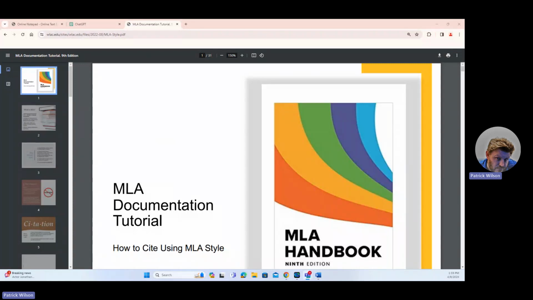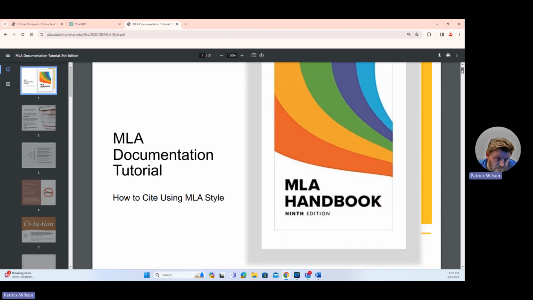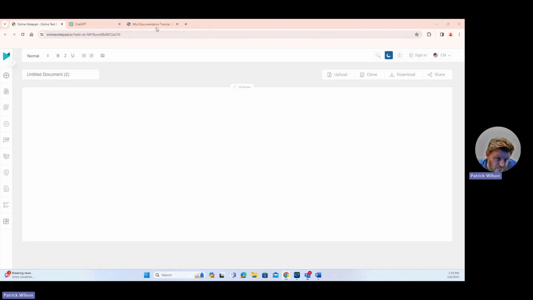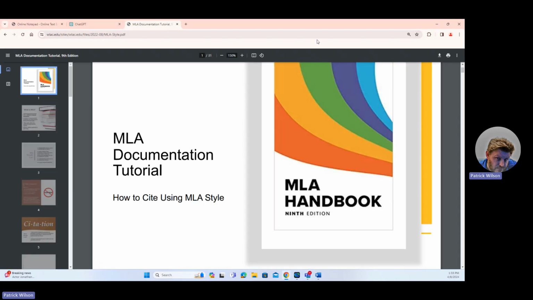And as you can tell here, this is the 9th edition of the MLA Handbook. I do have an OER of this in your menu, and we can see that here momentarily. I'll pop it back up if time allows.